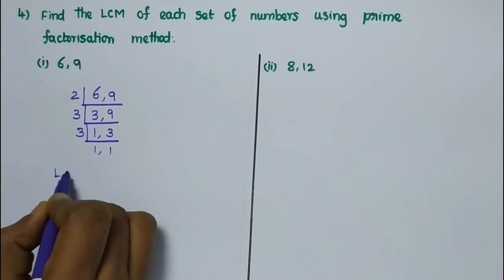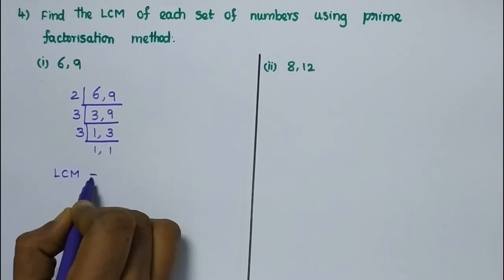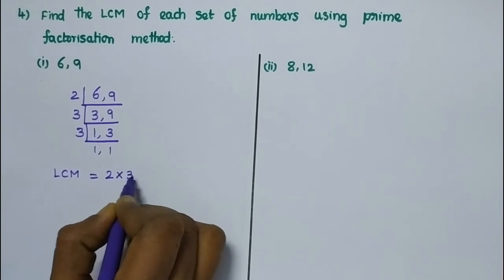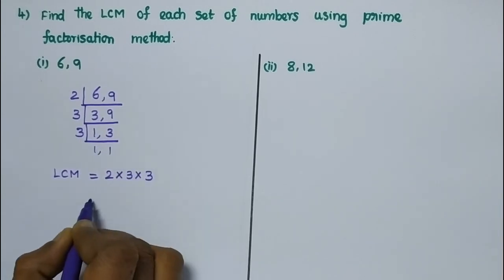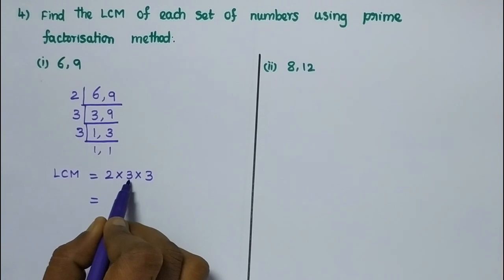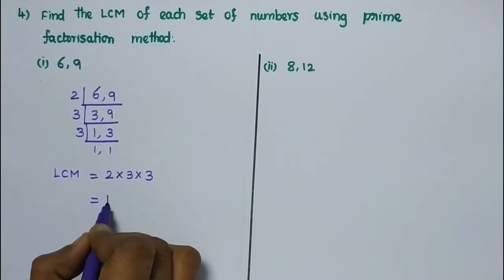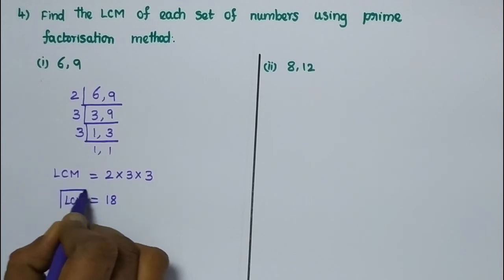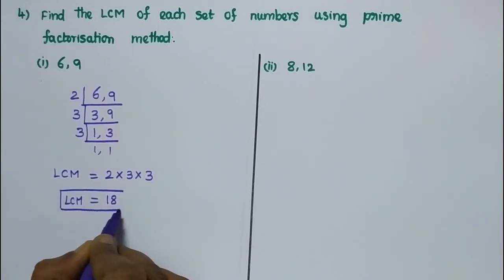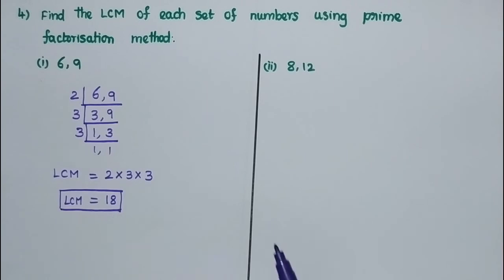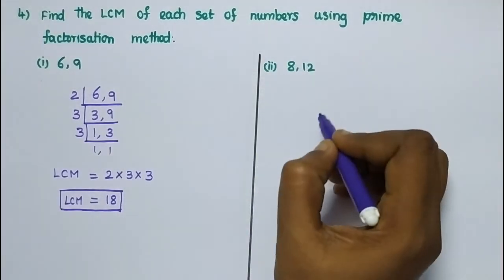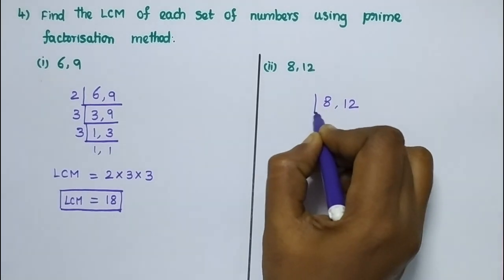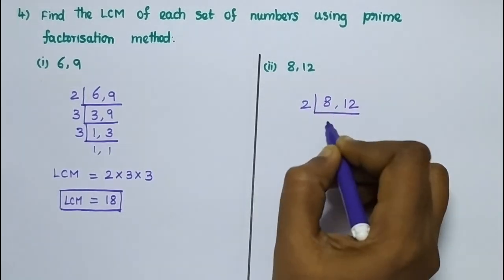Now LCM equal to, write the factors, 2 into 3 into 3. 2 3s are 6, 6 3s are 18. So LCM equal to 18. That is the answer. Next one, 8, 12. 8, 12, both are divisible by 2.